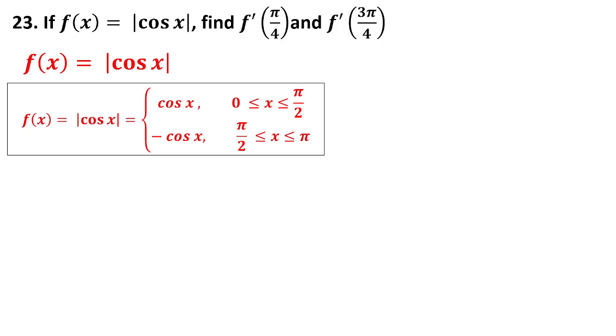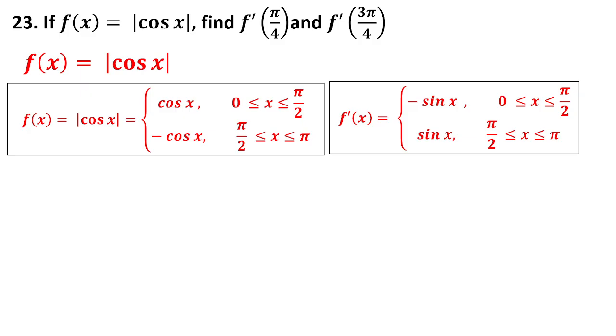How to find the derivative? Very simple. What is the derivative of cos x? It is minus sin x. Derivative of minus cos x will be sin x. Therefore, the derivative of mod cos x will be minus sin x in the first quadrant. It will be sin x in the second quadrant.